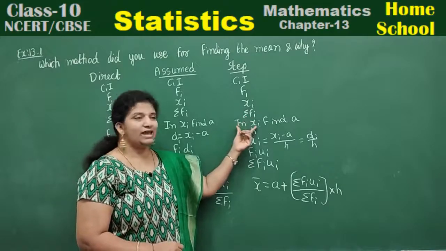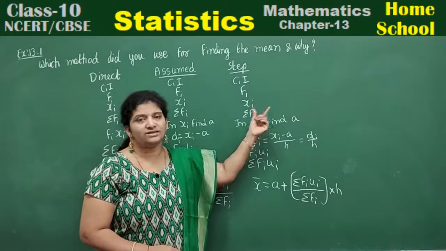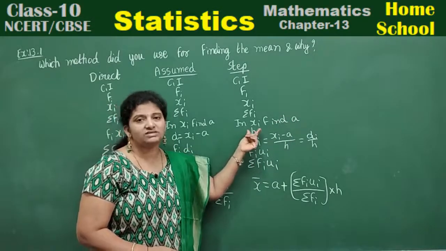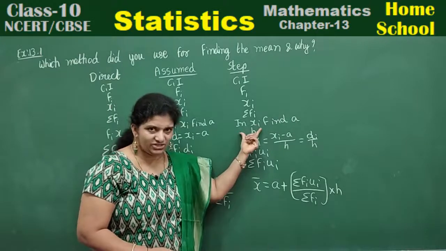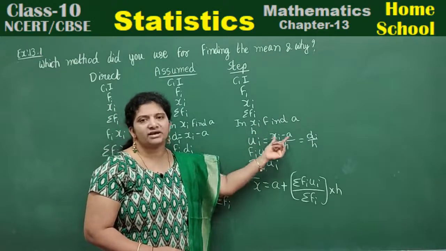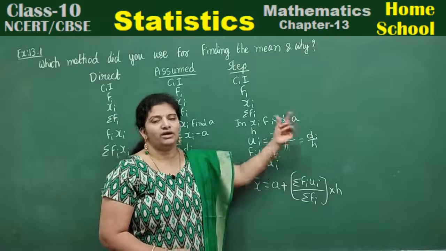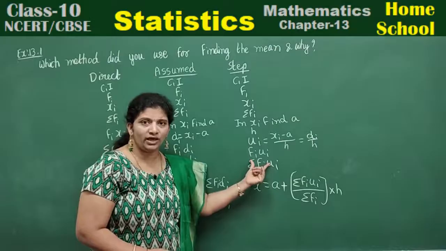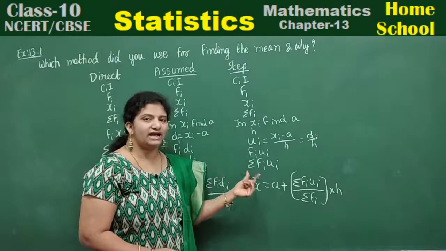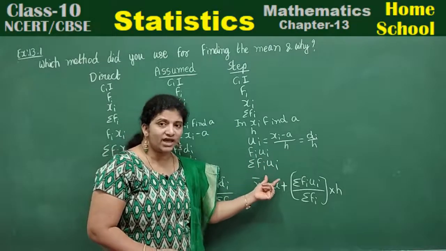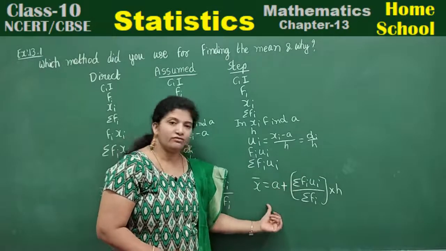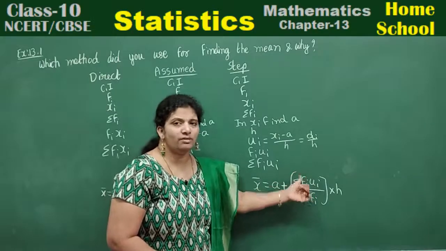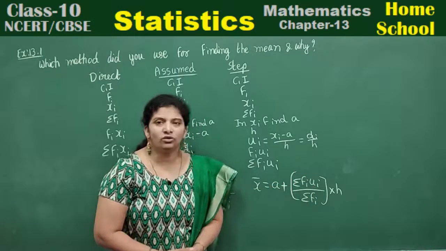In xi, the middle value you are going to consider as the assumed value A. After finding A, you need to see the class size, call it H. Ui is equal to xi minus A by H, or D by H. Complete that column. Then fi into ui, then add all the values in that column, summation fi ui, and apply in the formula. X bar is equal to A plus summation fi ui by summation fi into H.